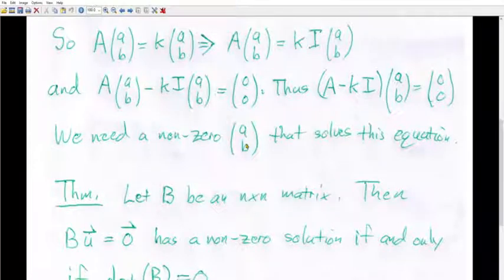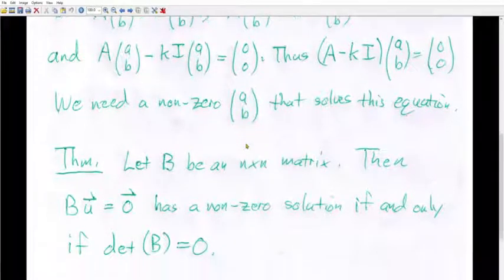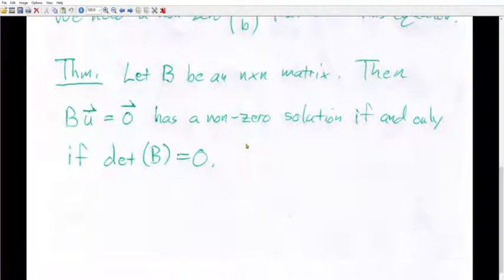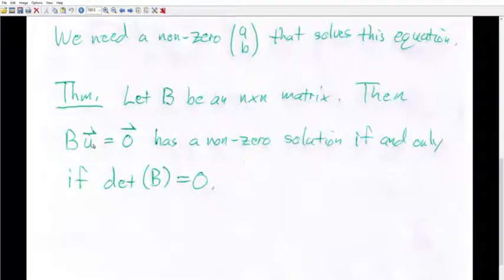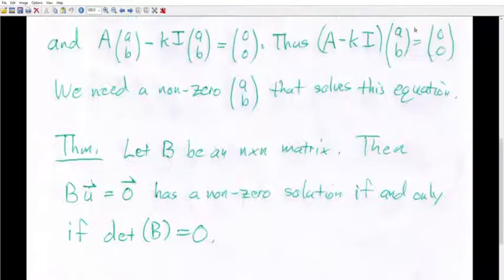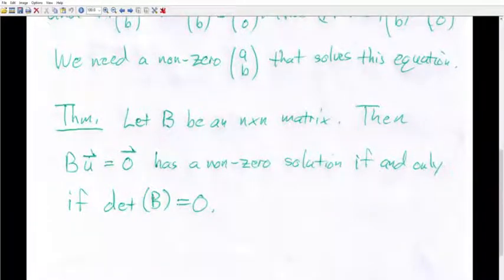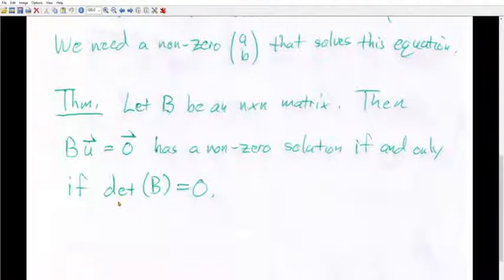And that leads us to the next thing we need, which is a nice theorem that connects solutions to this equation with determinants. If you've got an n by n matrix B, then you can find a non-zero solution to this equation, which is really what we've got up here, if and only if the determinant of this matrix B is 0.